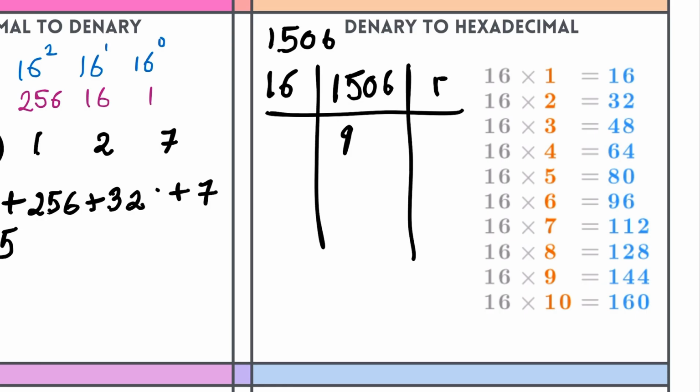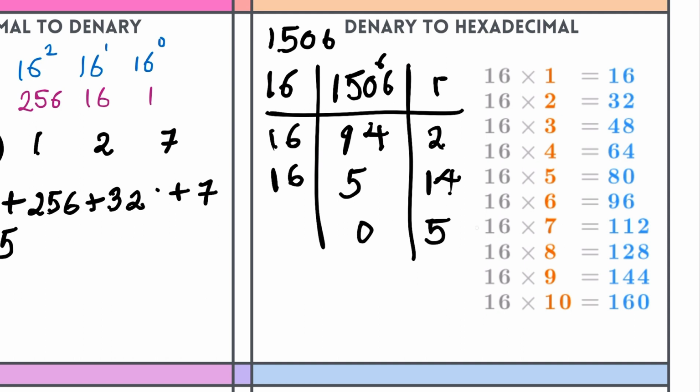So we know that 16 goes here 9 times, which is 144, and then you have a remainder of 66, and then 16 goes into 66 like 4 times, yeah, with a remainder of 2. Okay, now 16 goes into 94 5 times, that's 80 with a remainder of 14, and 16 goes into 5 0 times with a remainder of 5. So short division is really important.